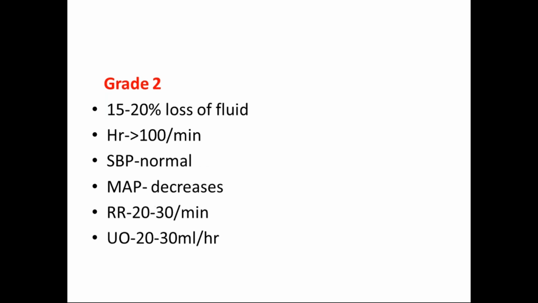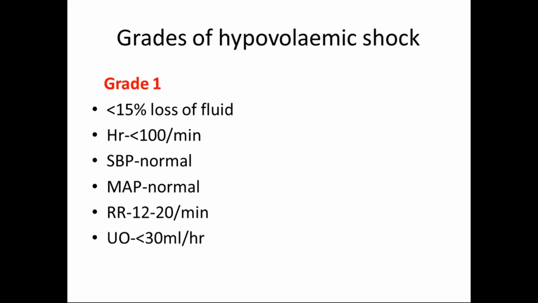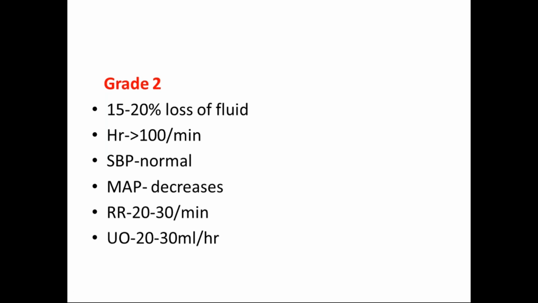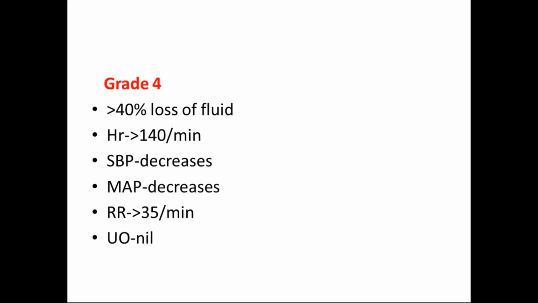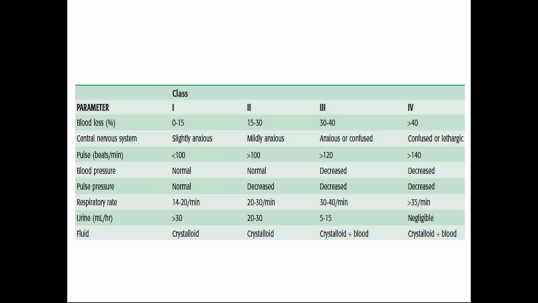These are the grades. These details are not necessary at present in your semester. Remember the grades of hypovolemic shock: grade 1 is less than 15% loss, grade 2 is 15 to 30%, remember, 15 to 30%, grade 3 is 30 to 40%, grade 4 is more than 40%. This is very, very important. This is directly taken from Bailey. Class 1, class 2, class 3, class 4. Blood loss: less than 15%, 15 to 30%, 30 to 40%, more than 40%.